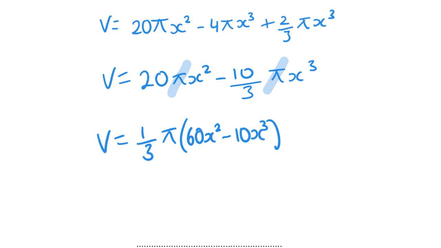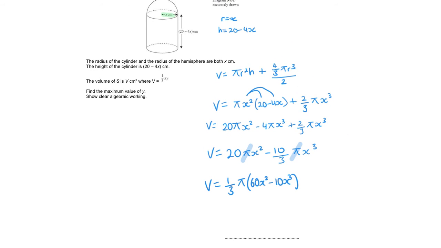So now, technically, I know what my y is. It wants us to find the maximum value of y. But y is 60x squared minus 10x cubed. So we need to do dV by dx. We can do it with our normal V here. So let's differentiate this. Bring the power down: 40 pi x. Bring the power down: minus 10 pi x squared.